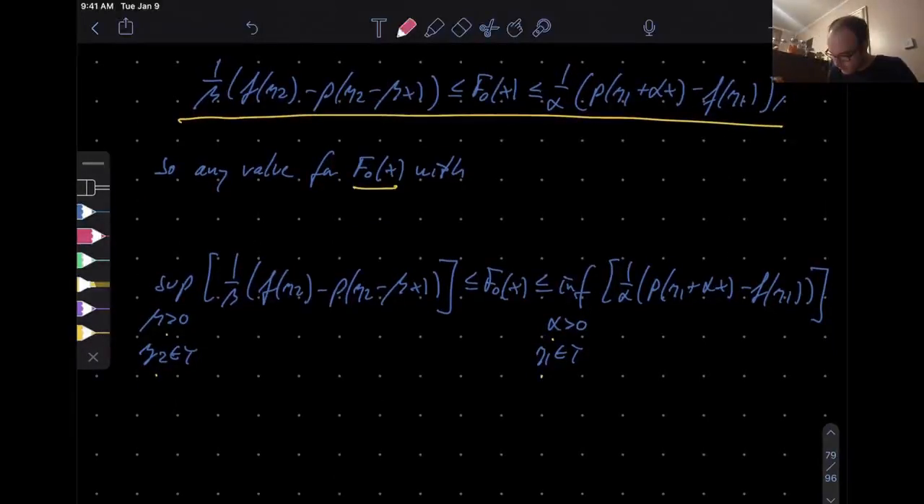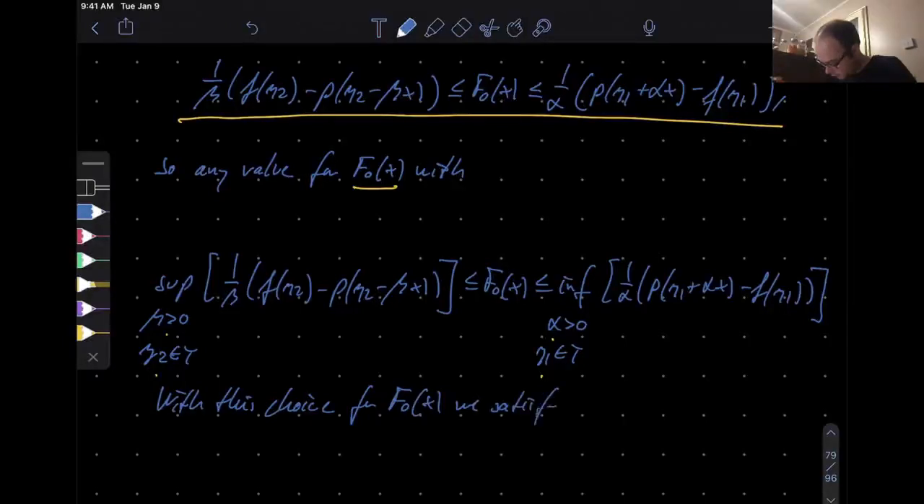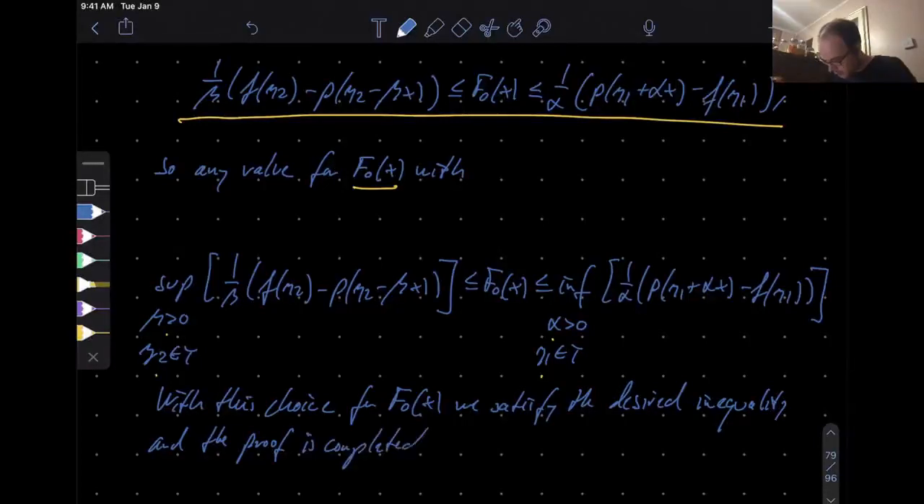Okay, so with this choice for f0(x) we satisfy the desired inequality and the proof is completed, right? Remember earlier I said that all the other things are already in place and the proof is completed. Okay, so that is the preparation for the proof of the Hahn-Banach theorem. Now we will use Zorn's lemma early on in the next video to complete the proof. Okay, I'll see you then.